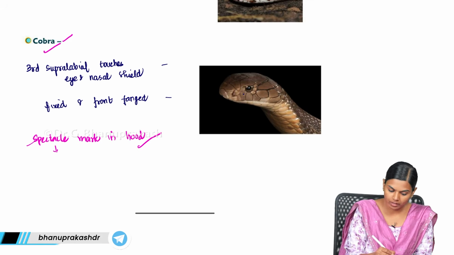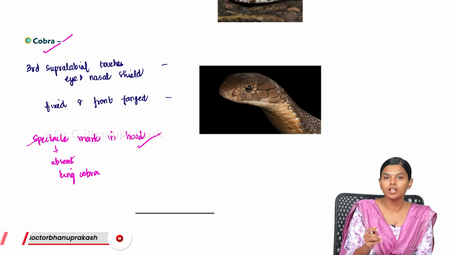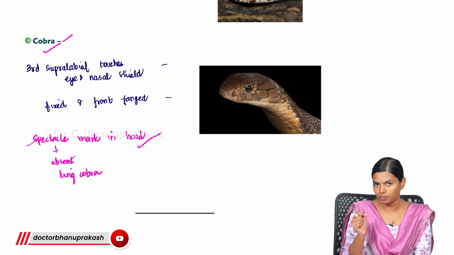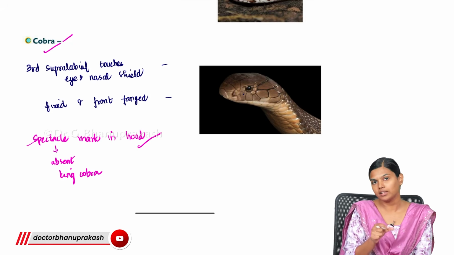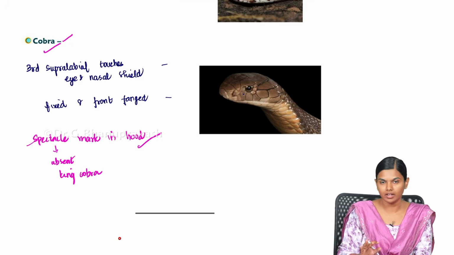If the spectacle mark is absent, then it is king cobra. It will have a hood, but in that hood the spectacle mark would be absent. So if the spectacle mark is present, it is Indian cobra. If it is absent, it is king cobra. And king cobra is far more dangerous than the Indian version.